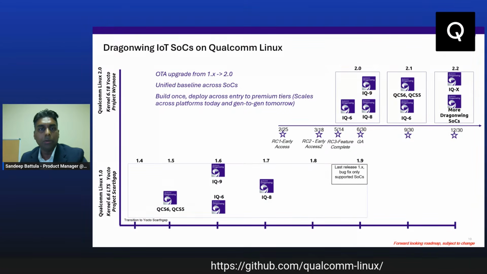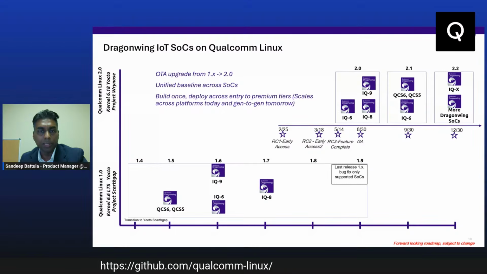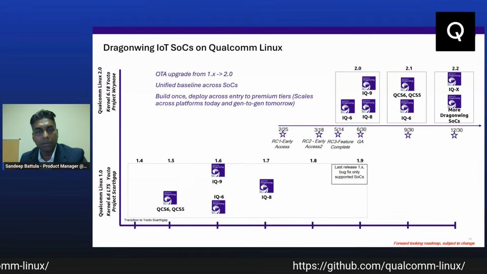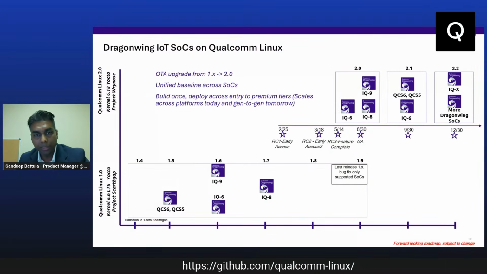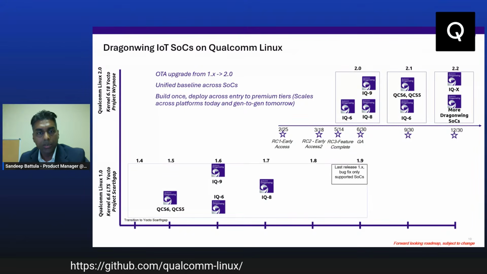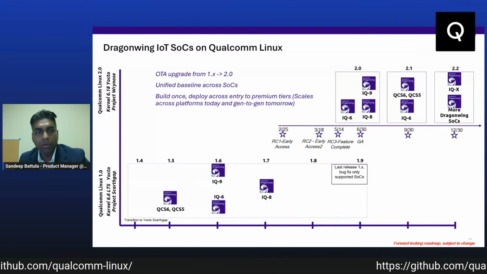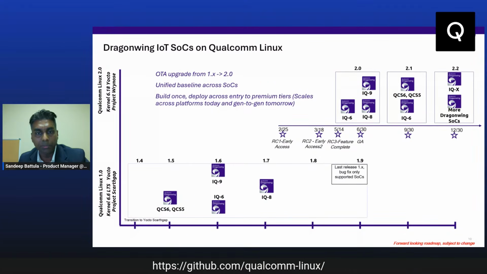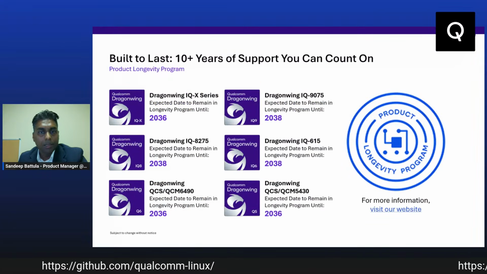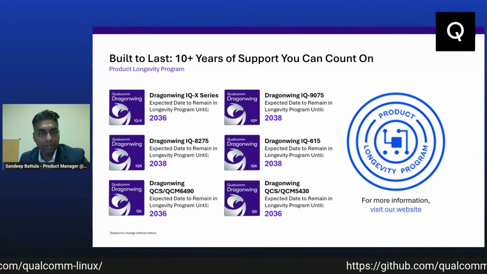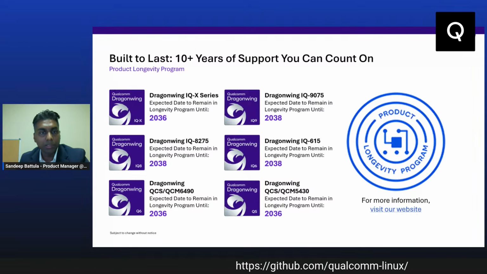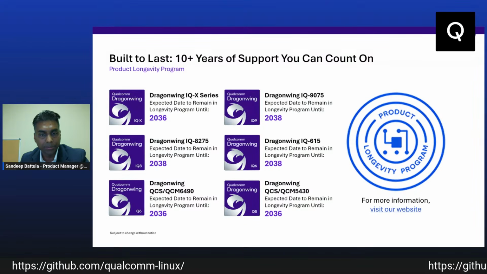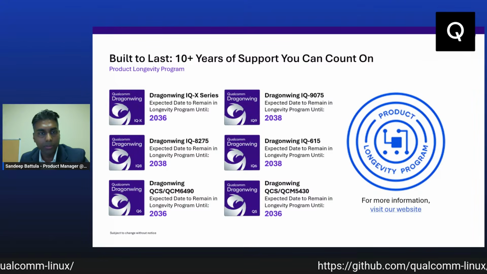With Qualcomm Linux, you will get a clear OTA migration path from 1.0 to 2.0, and from 2.0 to the next major upgrade cycle. This is a unified baseline across SoCs, and a true software foundation to build once and deploy across multiple tiers, from entry-level to premium tier. So lastly, a quick snapshot of what our typical SoC product longevity program looks like across different SoCs. With that, I will hand over to Kim.